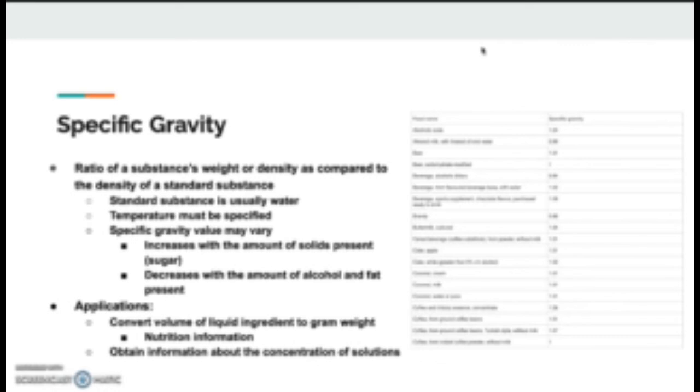Applications include converting the volume of liquid ingredients to gram weight for nutrition information and obtaining information about the concentration of solutions. Additionally, the specific gravity of potato tubers is an important quality criterion for processing potatoes. The goal is to produce potatoes with a high specific gravity. This means that there is a higher content of solid or dry matter and a lower content of water.